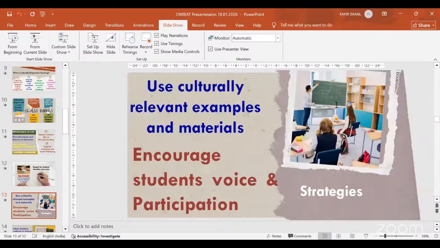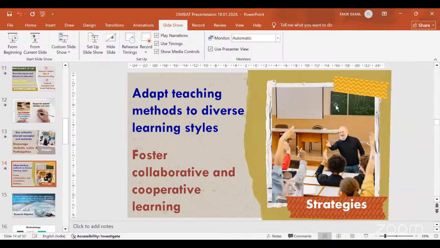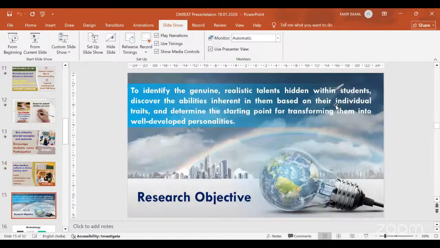So, what strategies should we follow? We have many strategies. Use culturally relevant examples and materials. Effective teaching involves using culturally relevant examples and materials. Encouraging student voice and participation helps create an engaging and dynamic classroom where learners feel valued. Adopt teaching methods to diverse learning styles. It may vary, depending upon the teachers. Foster collaborative and cooperative learning.